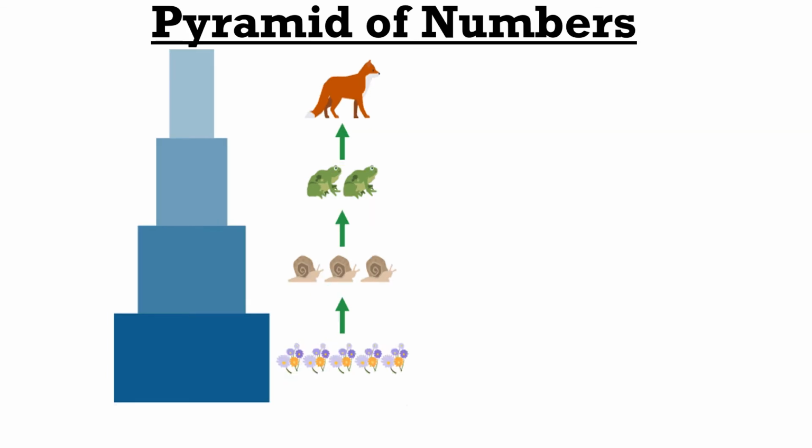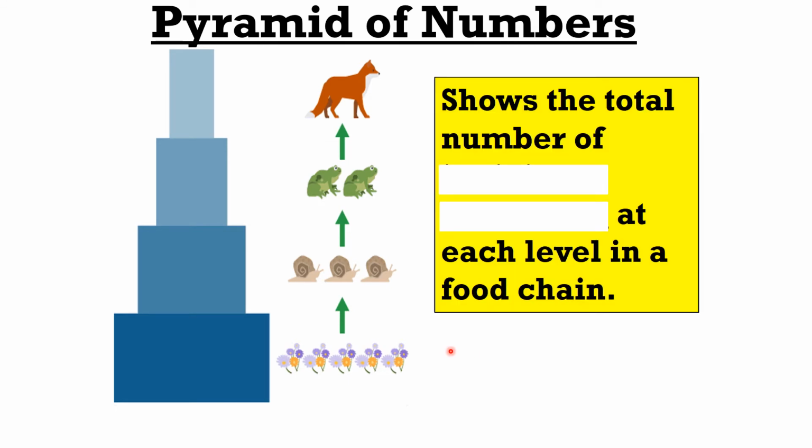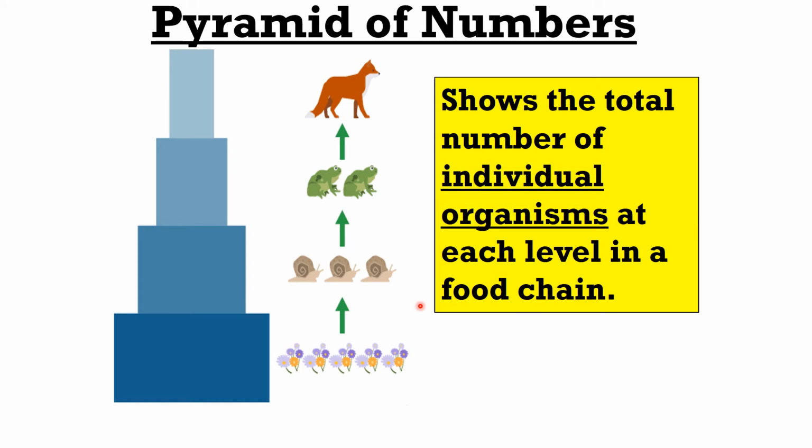Pyramid of numbers is just the number of each individual species living in that ecosystem, that community. Now for this, you can see in this instance it is a pyramid, so it's the total number of individual organisms at each level in a food chain. So sometimes you will get the classic pyramid of numbers in the pyramid shape as you would for the pyramid of biomass and the pyramid of energy. However, there are circumstances in which it might not be pyramidal.